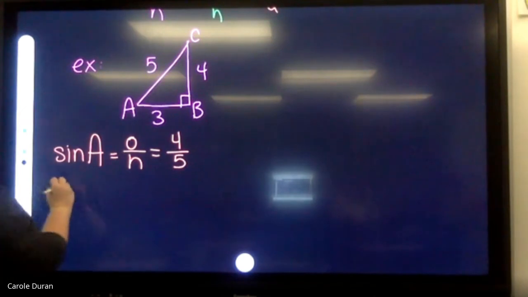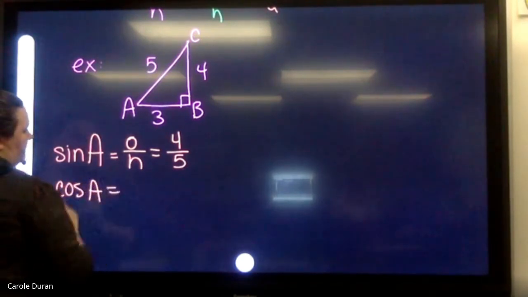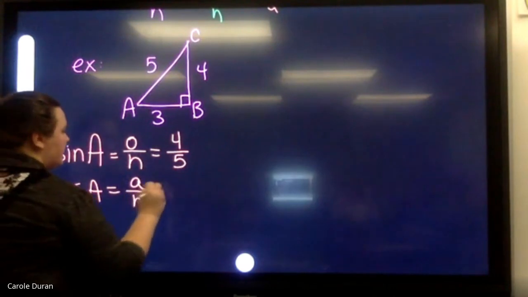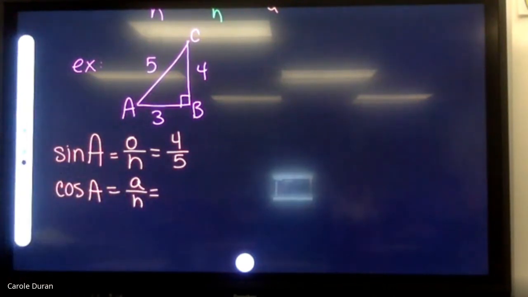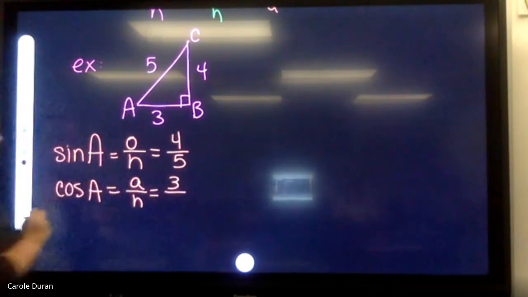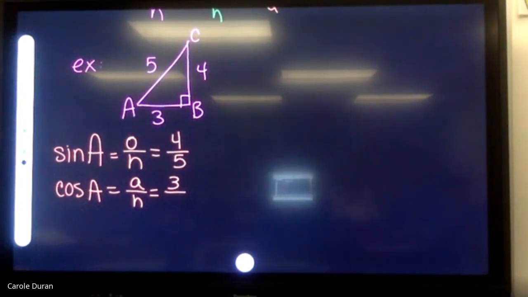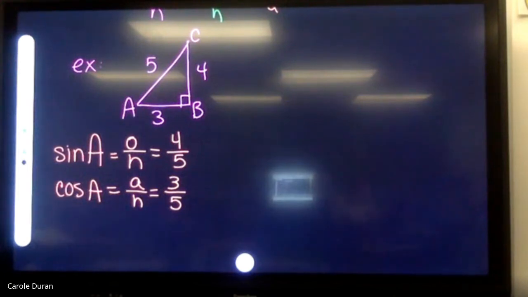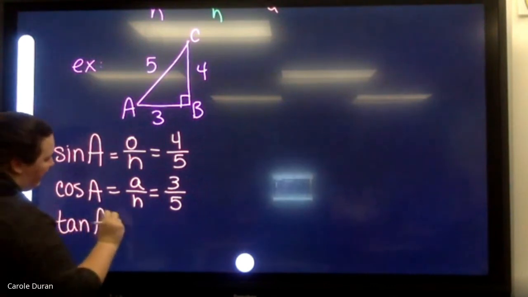Then let's do cosine of angle A. Cosine is what over what? Adjacent over hypotenuse. Steven, what's my adjacent side to angle A? Will that be AB, which is length what? Yep. And then Landon, what's my hypotenuse length? 5. So cosine of angle A is simply equal to 3 over 5. I'm going to let you do tangent on your own, again in regards to angle A.